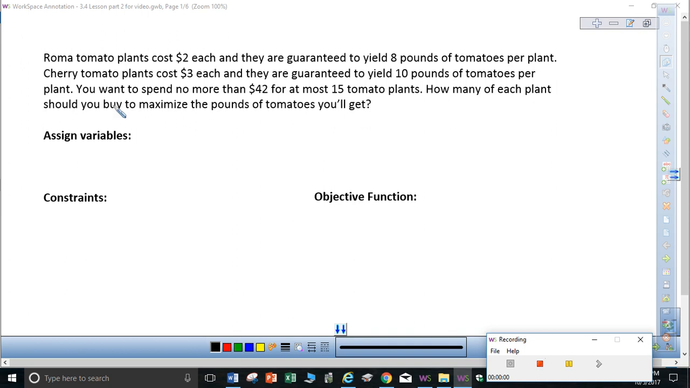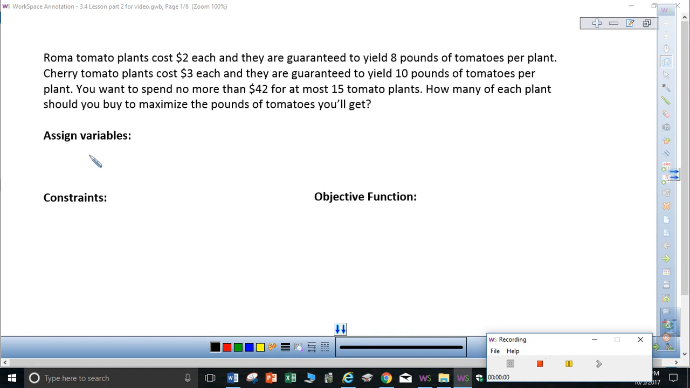So let's read our new situation. Roma tomato plants cost $2 each. They are guaranteed to yield 8 pounds of tomatoes per plant. Cherry tomato plants cost $3 each. They are guaranteed to yield 10 pounds of tomatoes per plant. You want to spend no more than $42 for at most 15 tomato plants. How many of each type should you buy to maximize the pounds of tomatoes you'll get?